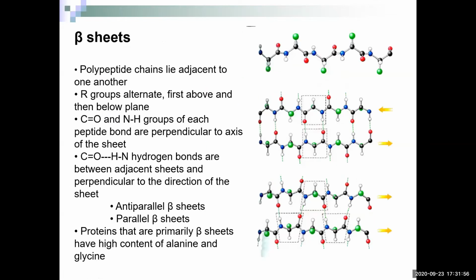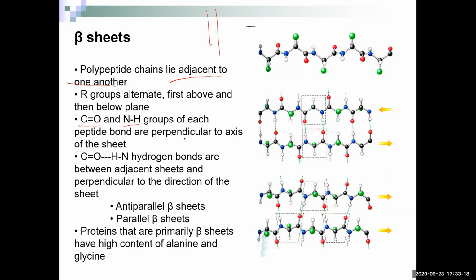Then we have the beta-pleated sheets. The beta-pleated sheet is again a secondary structure wherein we have to use two primary structures. They must lie adjacent to one another. When we say adjacent, they must be beside each other. So the R groups alternate, first above, then below the plane. The CO and NH groups, or the carboxylic and amino group of each peptide bond, are perpendicular to the axis of the sheet.